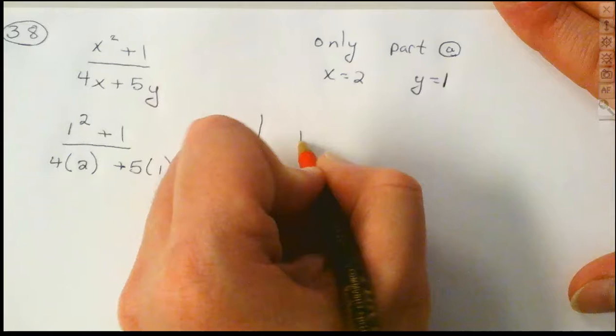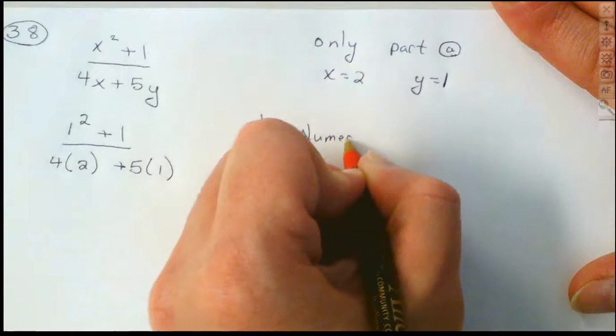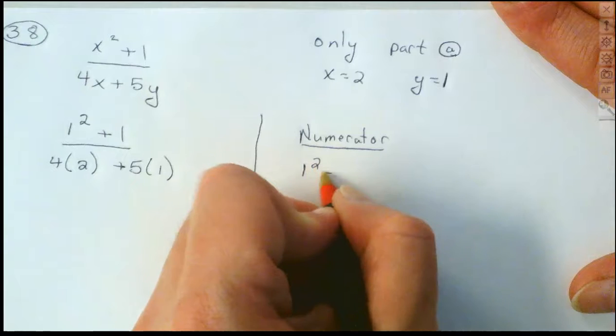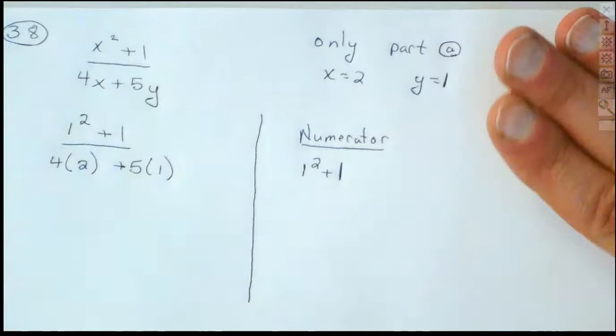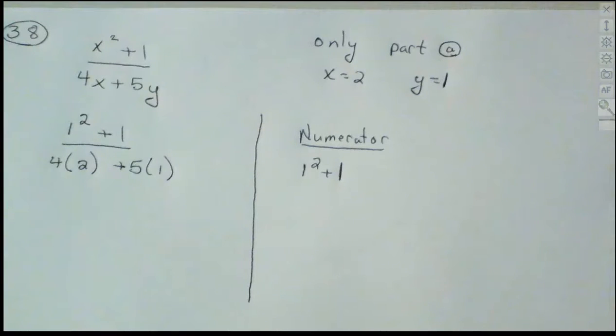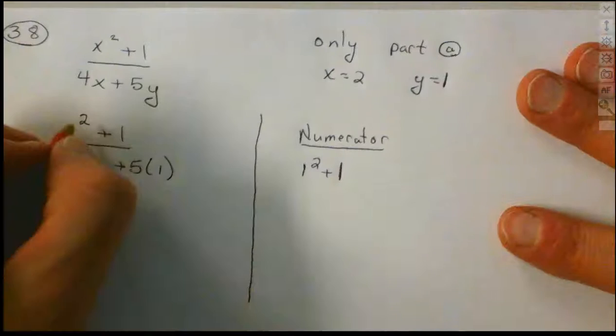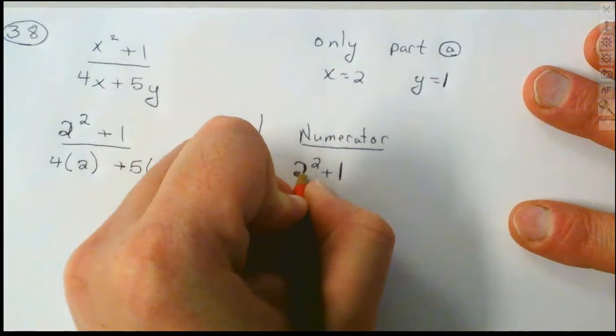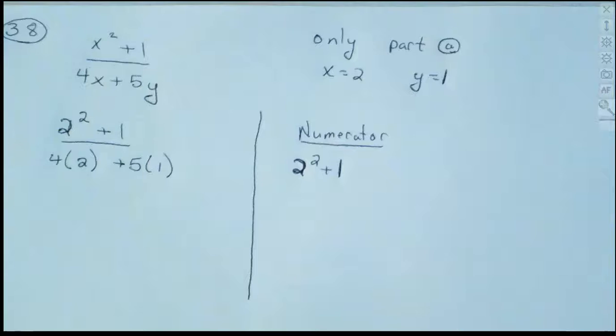So let's look at the numerator. In our numerator, we have 1 squared plus 1. Very simple on this one. Wait, did I plug the right numbers in? Did I mix them up? Let's see. X is 2, so that should be 2. My mistake there. Sorry about that. I didn't even realize it until I went back and looked. Now hopefully we're on the right track. Yes, we plugged the 1 in, not the 2.